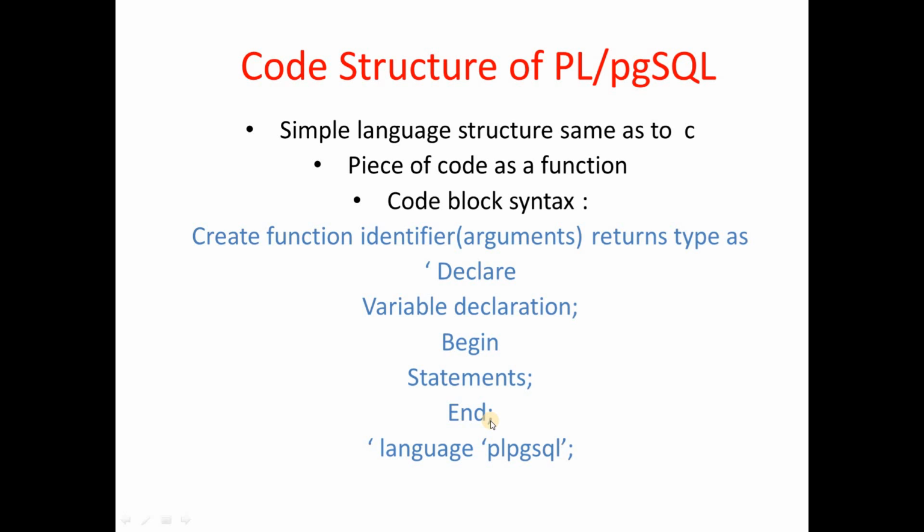After that the apostrophe is closed, and then we mention the language name, which type of function it is. Here it is a plpgSQL language function, and we mention that particular language name and then end with a semicolon. This is the basic code block syntax, or code structure, of the plpgSQL language.